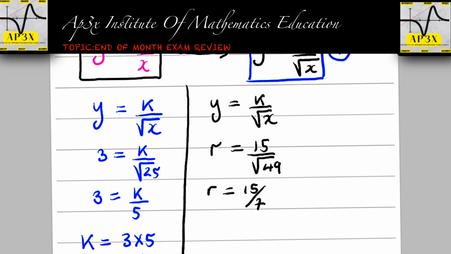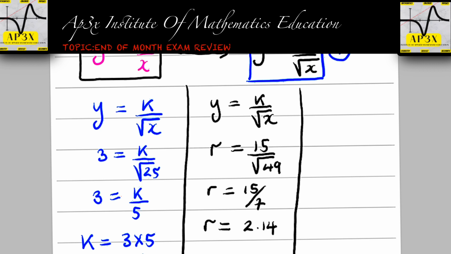If you want to go ahead and write the decimal form for the answer, that is also fine. So therefore r would have been equal to 15 divided by 7, and that's equal to 2.14. So you can write the decimal form or you can write the fraction form.